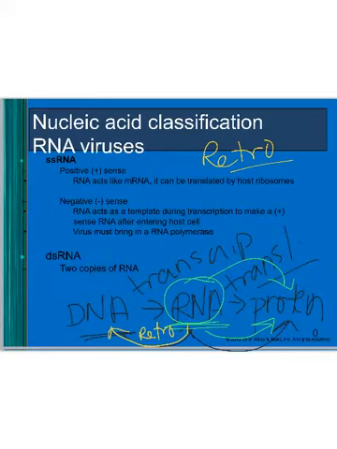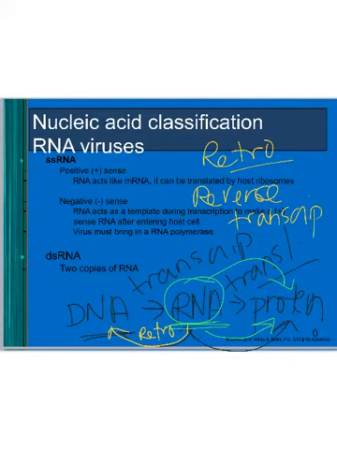In a retrovirus, we use the enzyme reverse transcriptase. So we're going to do the opposite of the central dogma. We're going to take RNA and copy it and make DNA using a different enzyme. The only things that do that, that we know of right now, are retroviruses, so HIV. So it's an exception to the central dogma of biology.